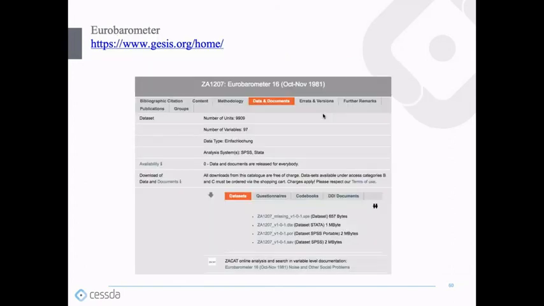Finally, the Eurobarometer survey focuses on data at the European level. The data are stored at the GESIS catalog. Again, it's the same as for the European Value Study, so data can be downloaded for free upon registration. Unfortunately, the Eurobarometer does not provide longitudinal data, so it is needed to download the data separately for each year.